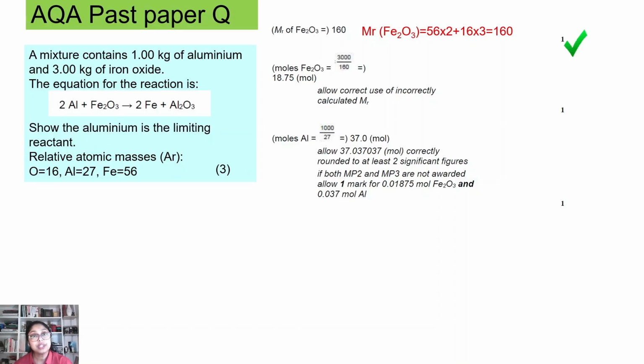We are going to use this for the calculation of moles of iron oxide. 3000, because in the question they have given you 3 kilograms, we need to convert it to grams, and 3000 divided by 160, the relative formula mass of iron oxide, we get 18.75 moles. If you can do this, you are going to get the second mark. And the formula I've shown you here is n equals m over Mr.